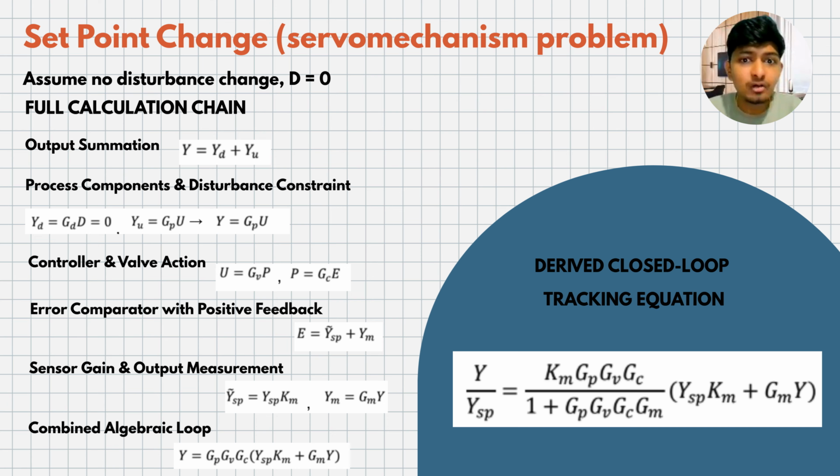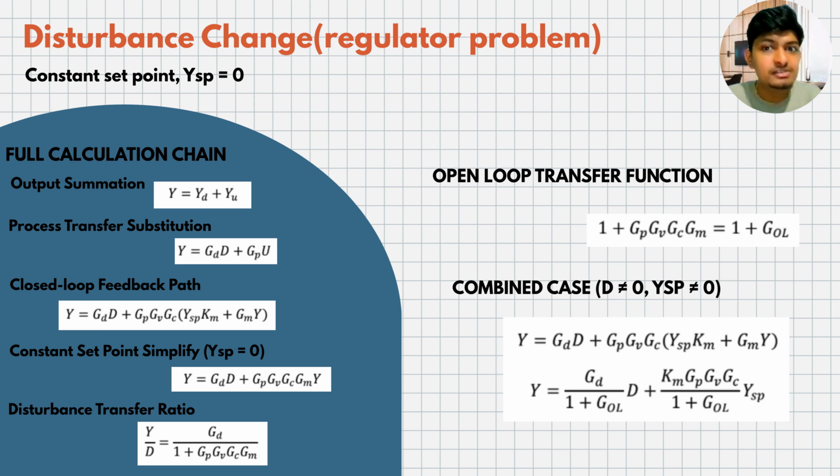This slide explains how the system responds when only the set point changes while the disturbance remains constant. The desired closed loop equation describes how the controller adjusts the process output to follow the new set point accurately. Unlike the previous slide, this case assumes that the set point remains constant while a disturbance enters the process. The controller works to reject the disturbance to maintain the desired output, ensuring stable operation.